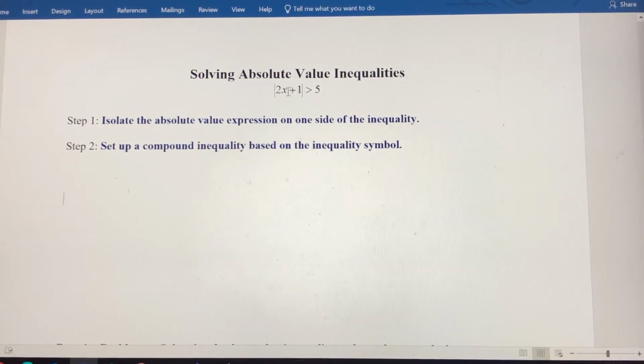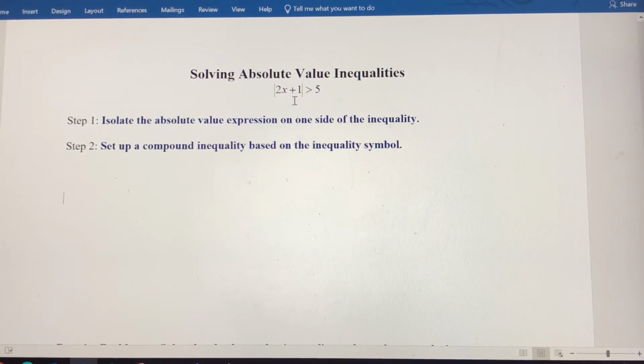Let's replace 2x plus 1 with a number like 0, for example. So this would be the absolute value of 0 is greater than 5. Well, that's not a true statement, okay? So 0 won't work here, okay? Let's say I wanted to replace 2x plus 1 with 6, okay? Well, the absolute value of 6 is 6, and 6 is greater than 5, okay?